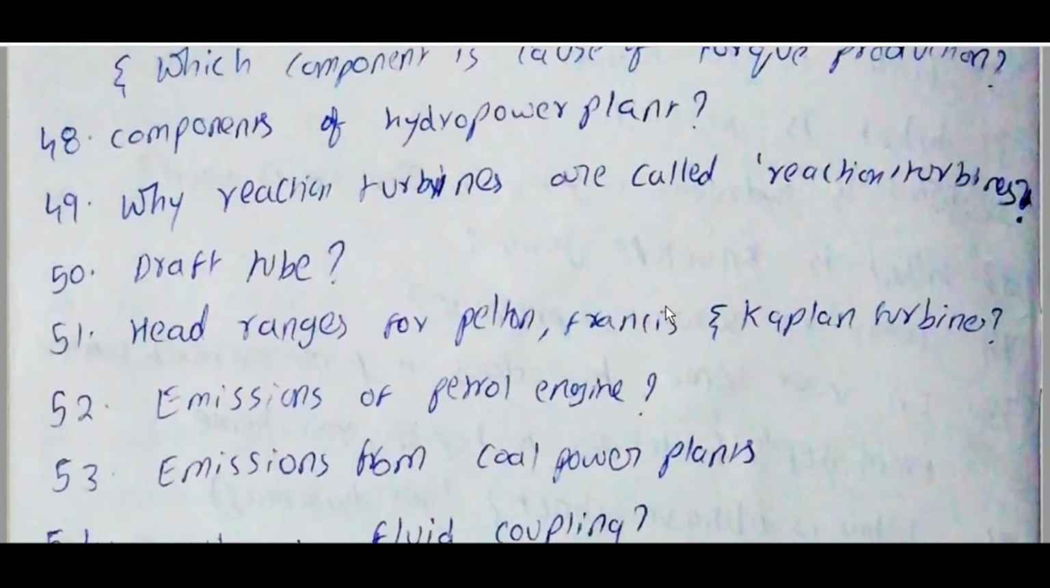Draft tube. A draft tube is a tube of diverging area attached to the exit of a reaction turbine. It performs the following: it allows installation of the turbine above the tail race without loss in effective head. It also minimizes KE loss at the exit of the turbine, reducing pressure at the exit of the turbine.